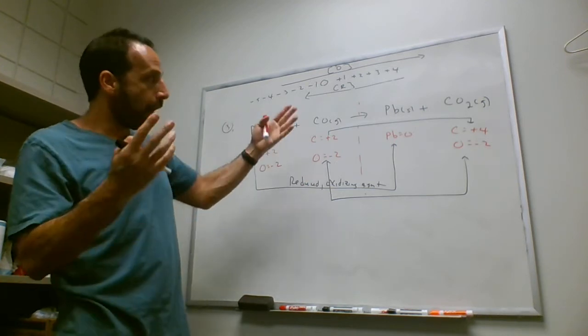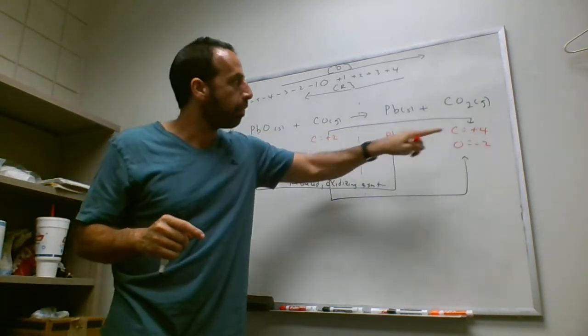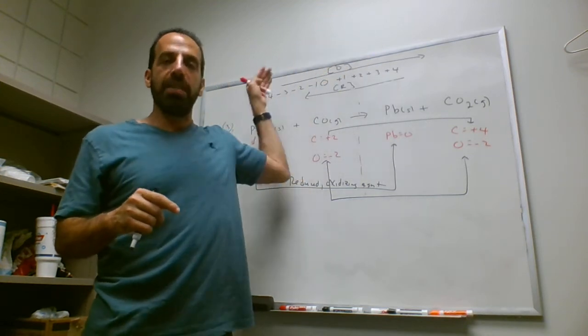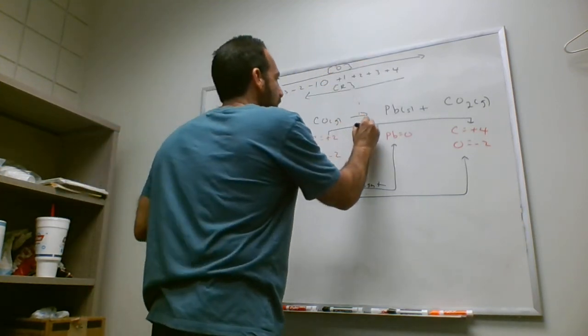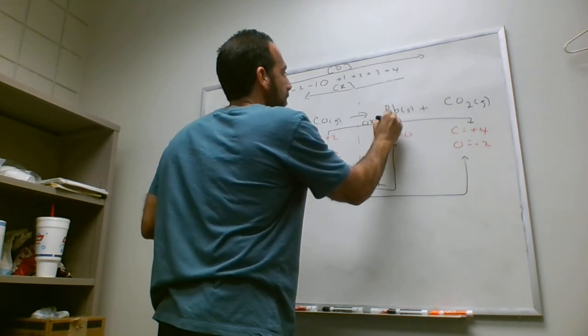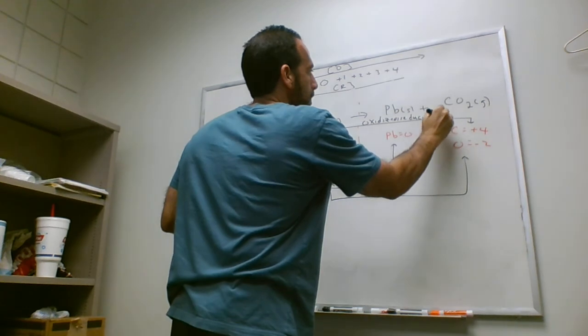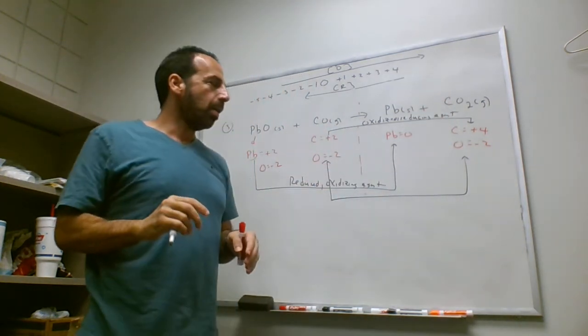Carbon now goes from positive 2 to positive 4. It's why I always like this table. This way it always makes sense. It goes in this direction, so it gets oxidized. It's going to be the reducing agent.